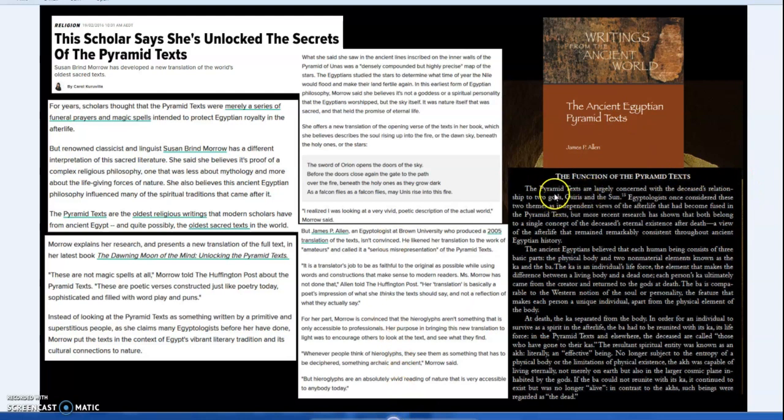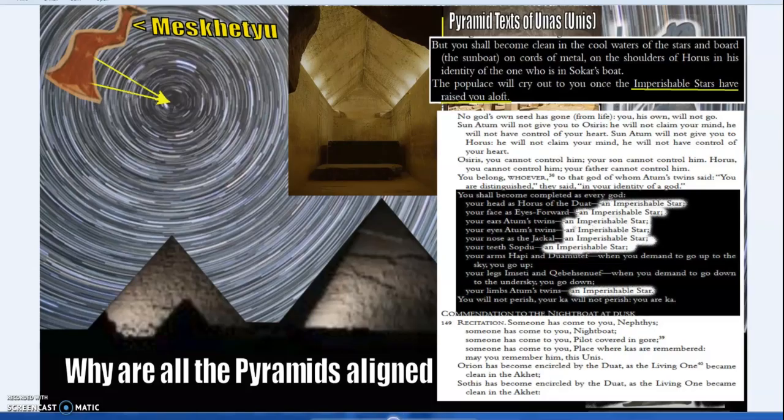This is what James P. Allen says. The pyramid texts are largely concerned with the deceased's relationship to two gods, Osiris and the sun. Egyptologists once considered these two themes as independent views of the afterlife that have become fused. So you can pause and read that, and I'll link James P. Allen's text, and I'll also link this article. But what we have here is an argument between pure spiritualism versus hidden knowledge in plain sight.